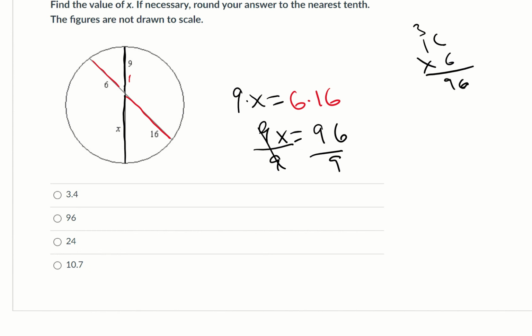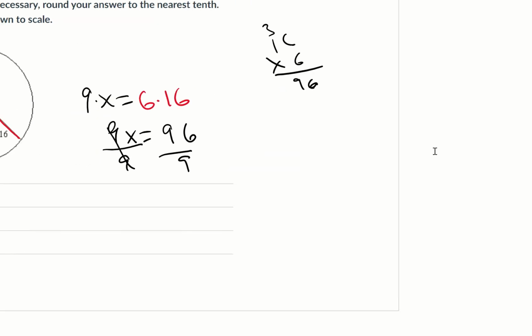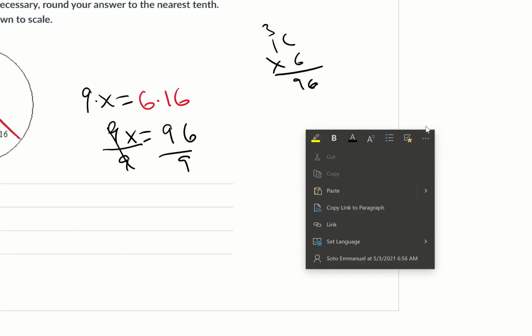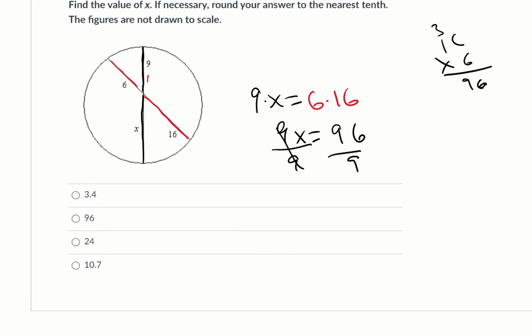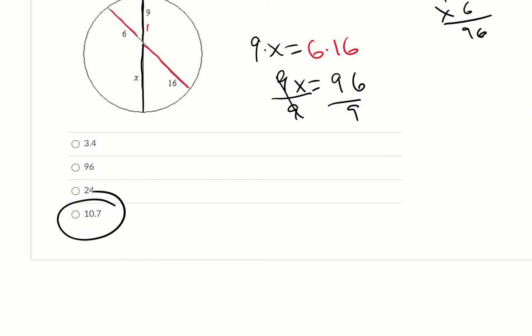And we get 96 divided by 9, which is not going to be a nice number. It's going to be more than 10. So it's going to be about 10.7. All right, and that's the value of x.